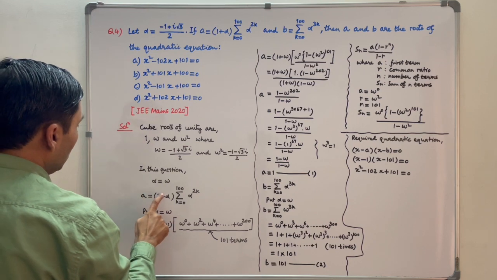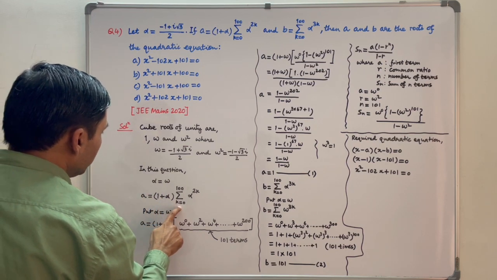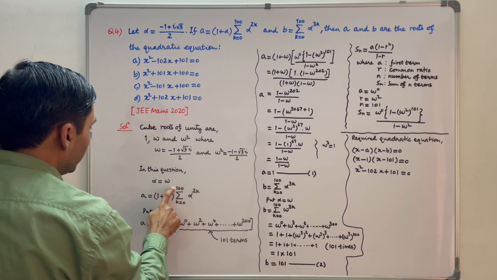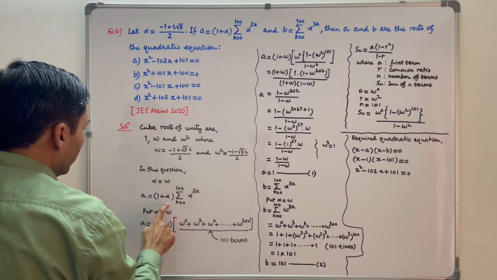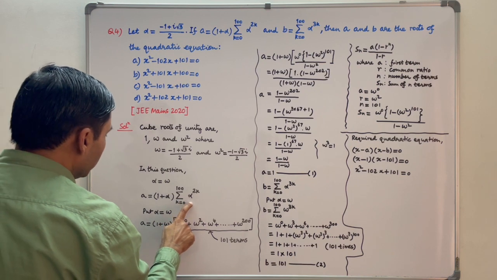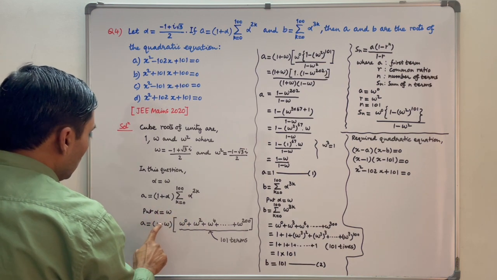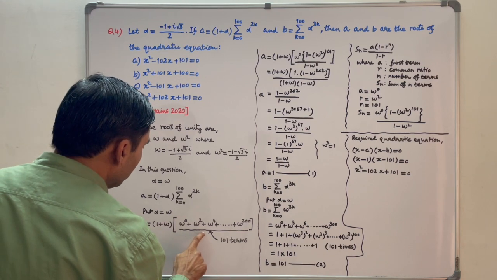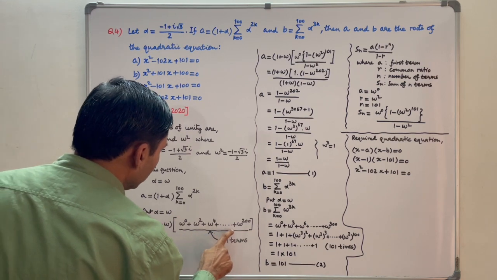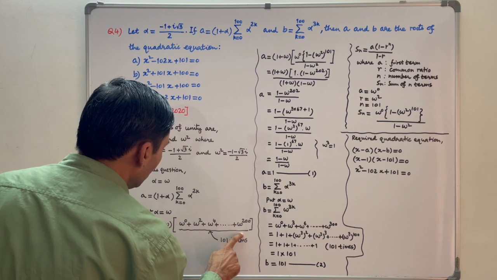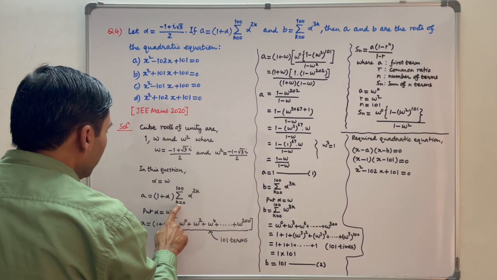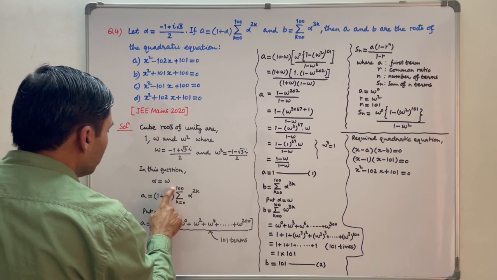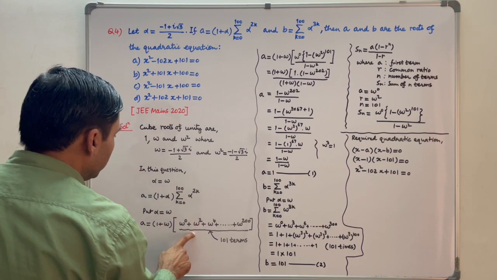Given a is equal to (1 plus alpha) into summation of alpha to power 2k from k is equal to 0 to 100. Replace alpha by omega and expand the series. So a is equal to (1 plus omega) into (omega to power 0 plus omega square plus omega to power 4 plus and so on up to omega to power 200). From k is equal to 0 to k is equal to 100, there are 101 terms. And this is a GP series.